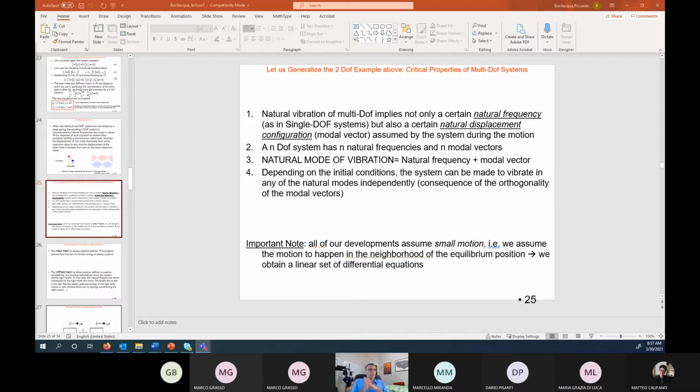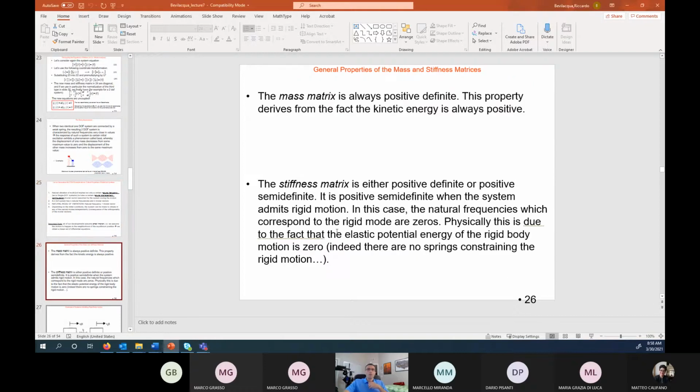Everything that we're going to do next is going to be valid for small displacements, small motion. So again, we can linearize things. In other words, the equations that we have seen for the two masses, two springs system will continue to be valid in our assumption that the displacements are small. Okay.